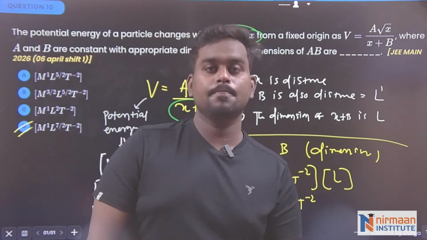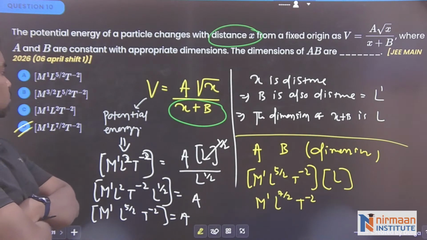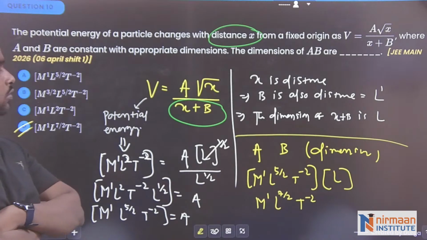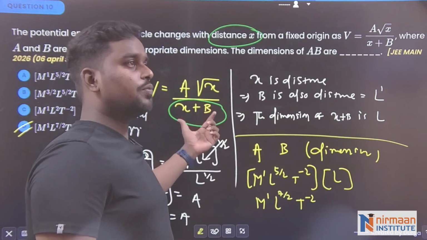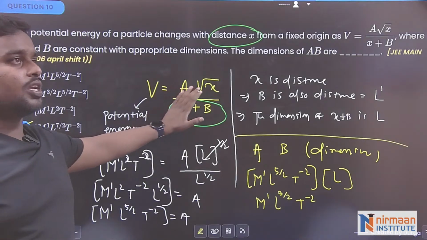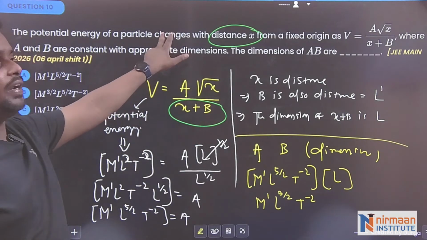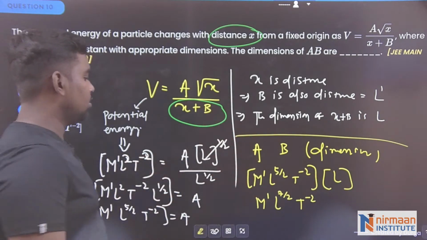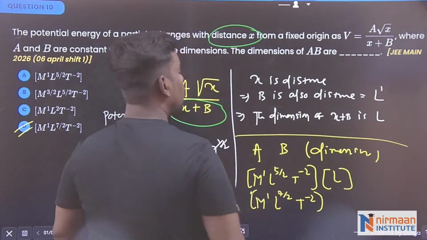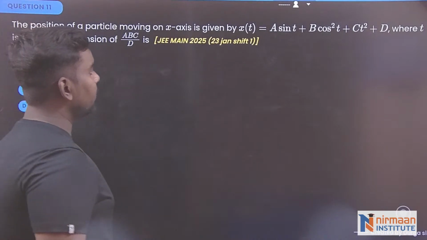I hope you got this. Basically, if you are adding x plus b, the dimension of b must be the same as x, because you can add or subtract two physical quantities only if they have the same dimension. From this idea, I got the dimension of b as L. Then I solved for the dimension of A. Then A into B is M1 L 7 by 2 T minus 2. I hope you can do the same question. Okay, let me solve another.